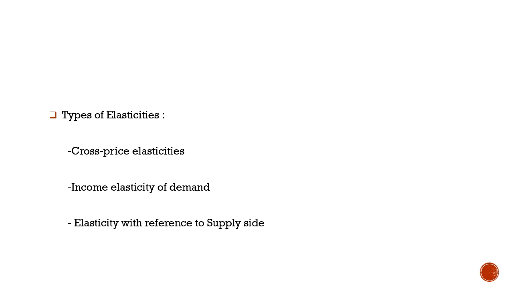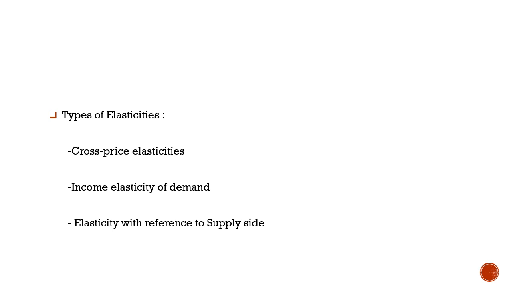Then elasticity with reference to supply side. With excess supply of goods, the price falls down. Unlike demand, there exists a direct relationship between the supply and the price. So when the supply of a commodity is excess, the price becomes low. Because of the existence of this direct relationship, there is a positive curve. If we represent this graphically, it means that the supply curve slopes upwards.